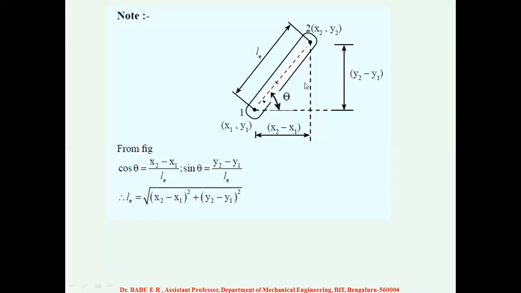Similarly, we can find the length of the element. Apply the Pythagoras theorem: hypotenuse square equals adjacent square plus opposite square. So LE square equals (x2 minus x1) whole square plus (y2 minus y1) whole square. Apply the square root, and that gives the length of the element. These three equations we will use frequently to solve problems.